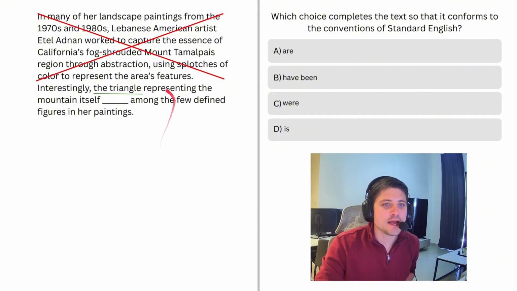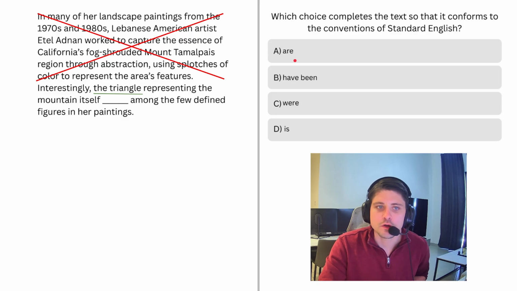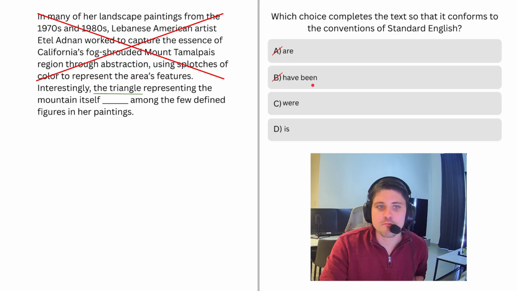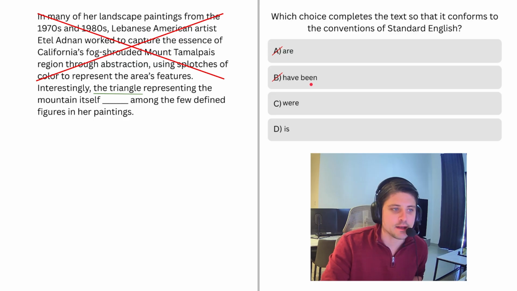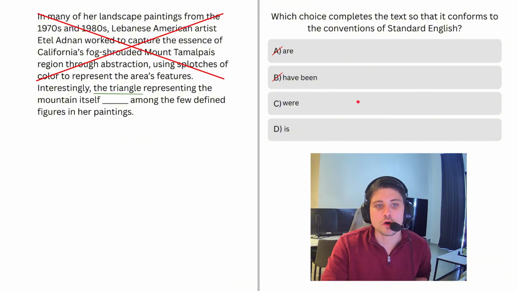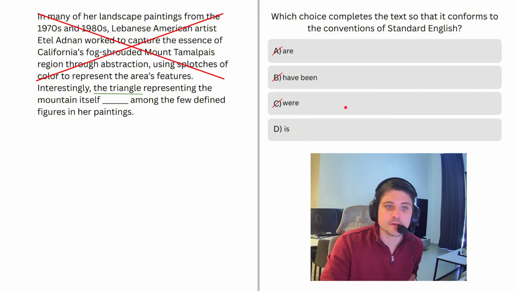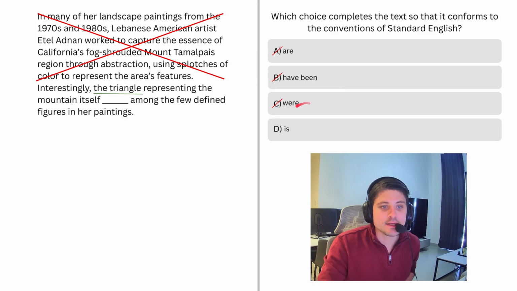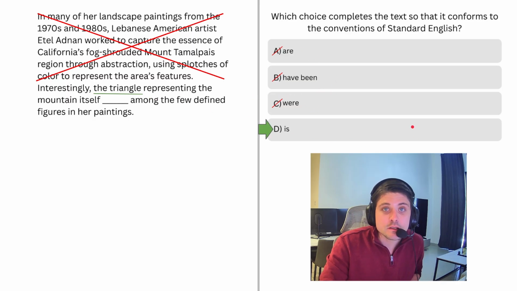So would you say the triangle are? No, because are is a plural verb. Would you say the triangle have been? No, because have been is for plural. They have been. The triangle is singular. Would you say the triangle were? No, you would not. Let's go back to third grade grammar. This is really how simple it is. That is a plural verb. All three of these are plural verbs, but we could say the triangle is.